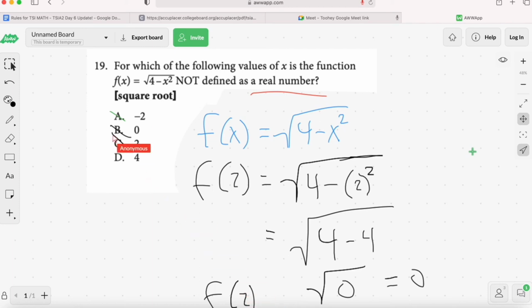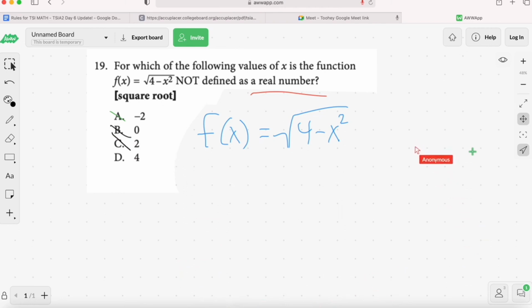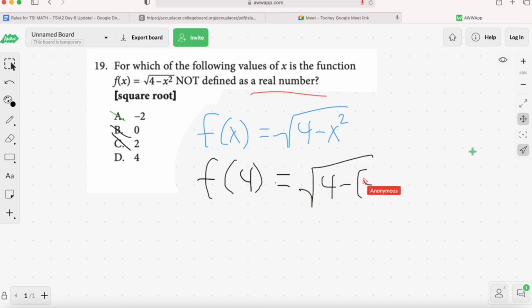It's looking like D, but let's confirm it. If we get a negative inside that square root sign, we know it's D. So let's do it. We'll find f of 4. That is the square root of 4 minus, in parentheses, 4 squared, all inside the square root sign. So what does that equal? So 4 squared, that's 16. So it's going to be 4 minus 16.